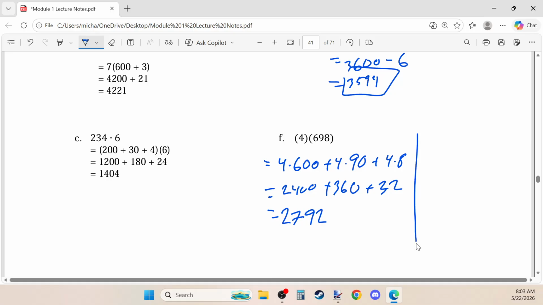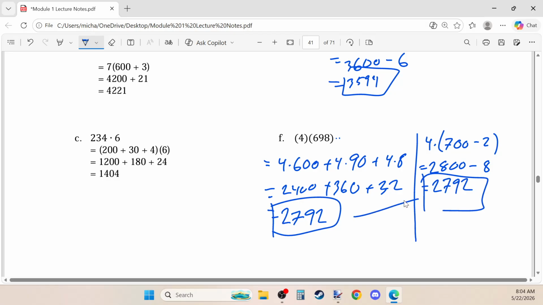Or I could also do it this way. This is pretty close to 700. This is 4 times 700 minus 2. 4 times 7 is 28, so 4 times 700 is 2800. 4 times 2 is 8, so I'm going to take 8 off of this. This gives me my 2792. Either way, it gets us the same answer.